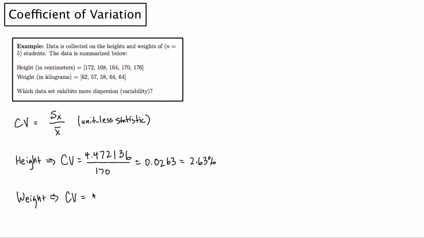The standard deviation was 3.3166247904, and the mean weight was 61 kilograms. When you divide those two, you get 0.05437, which gives a coefficient of variation of 5.4. Let's just go ahead and round it to the same decimal value here, so 5.44 percent in this case.